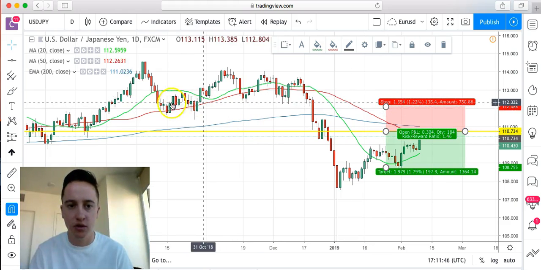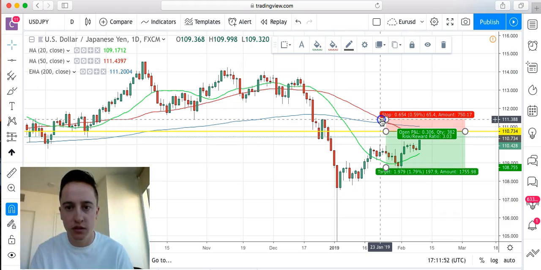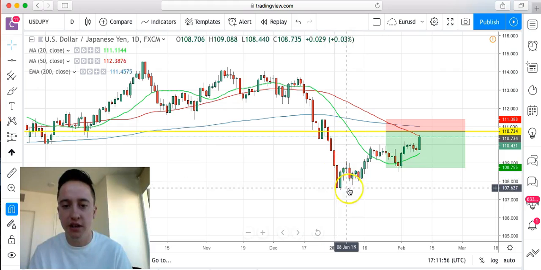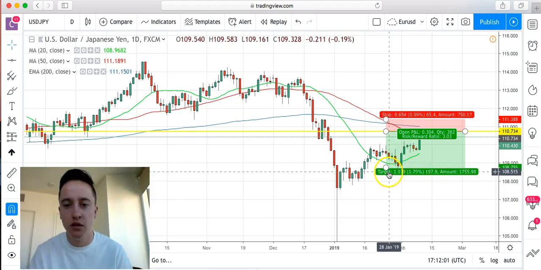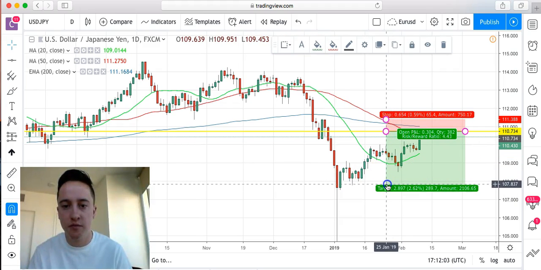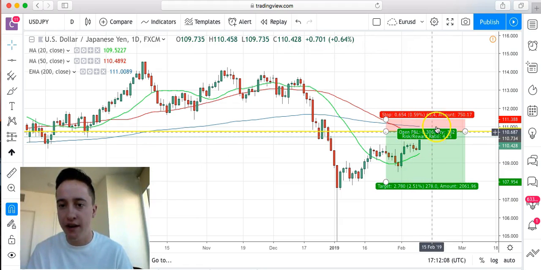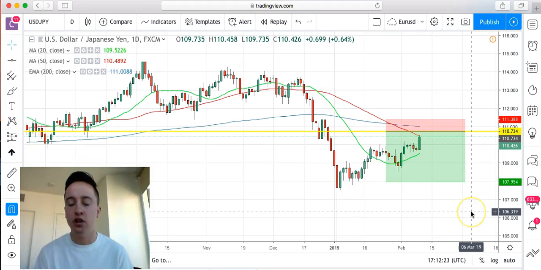Right here is where I'm looking for previous resistance. There, perfect. 65 pip stop loss. And then take profits are going to be right down here at previous support. Bring this down. There, that's perfect. So we have a 65 pip stop loss here, and then we have a take profit at 278 pips. Like I said a second ago, Euro USD and USD JPY correlate in opposite directions.